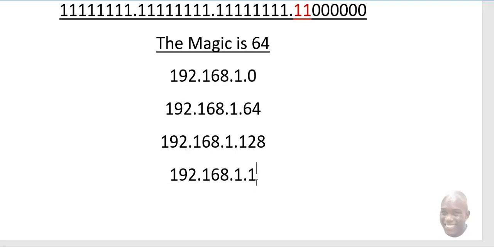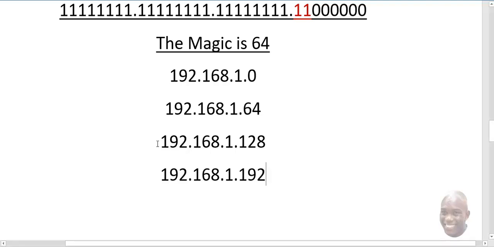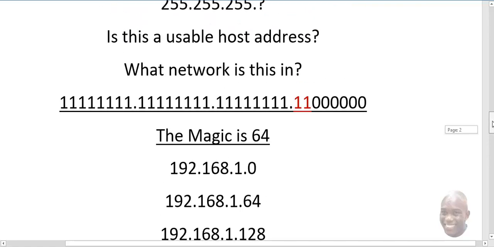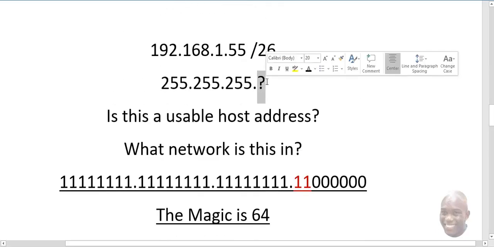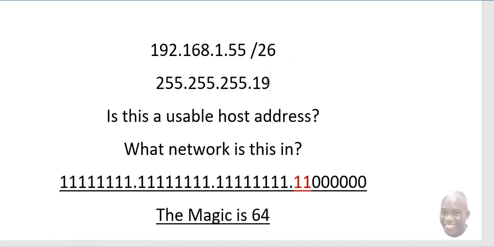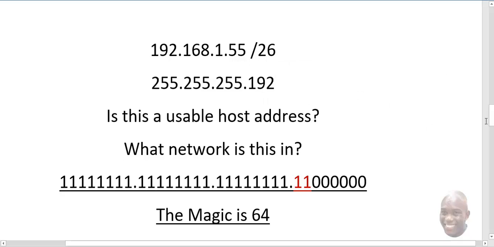So what does this really tell us here? Basically, if we look at the place values, we know it's 128 and 64, and if we add up 128 and 64, we get a net mask of 192. And this is how routers interpret things in the process of getting to a specific host in a network.